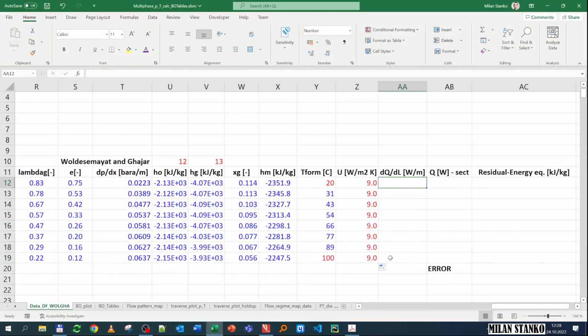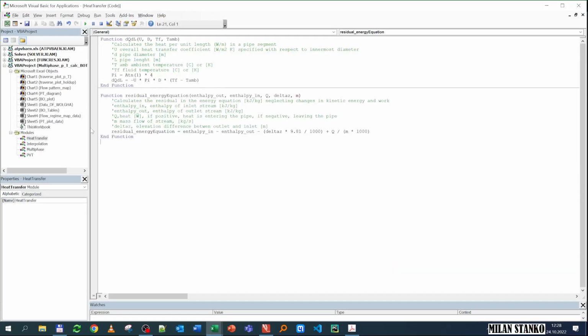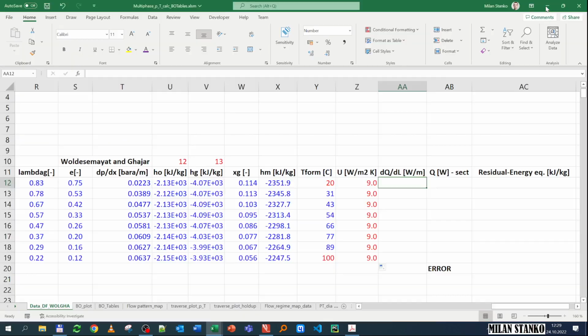If you press Alt F11, you will see on the modules one called heat transfer, and then one function called dqdl, which is exactly that: the pi diameter, this is 2r, then the U of that section, and then Tf minus T ambient. And this has a proper sign: if it's leaving, so it's cooling the fluid, then it's negative, and if it's heating the fluid, then it should be positive.